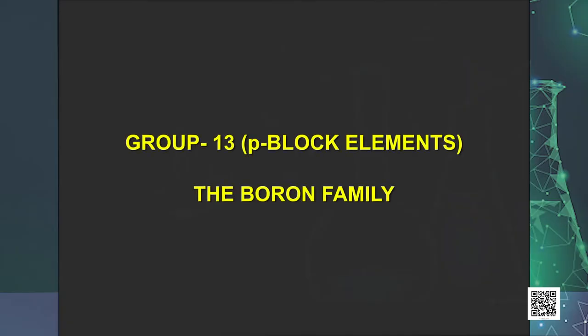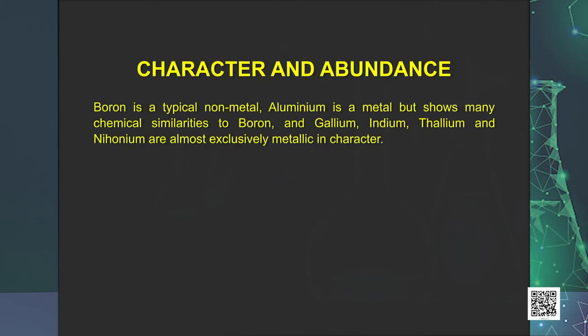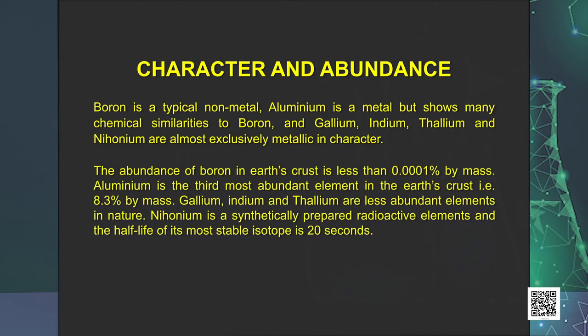Now, let us start our study with group 13 elements, also known as the boron family. Boron is a typical non-metal. Aluminium is a metal but shows many chemical similarities to boron, and gallium, indium, thallium and nihonium are almost exclusively metallic in character.